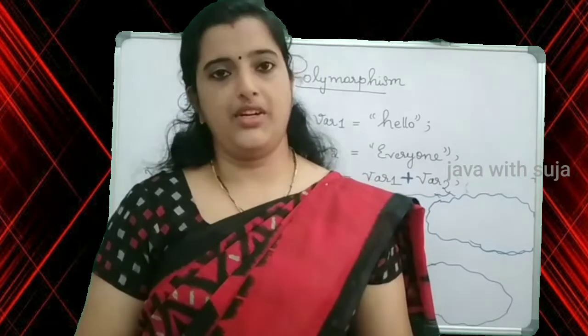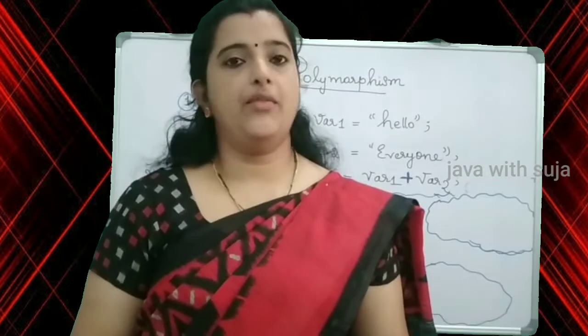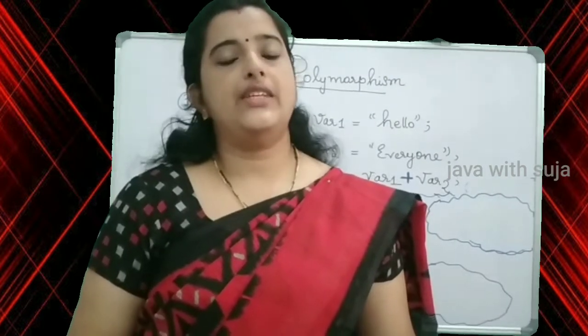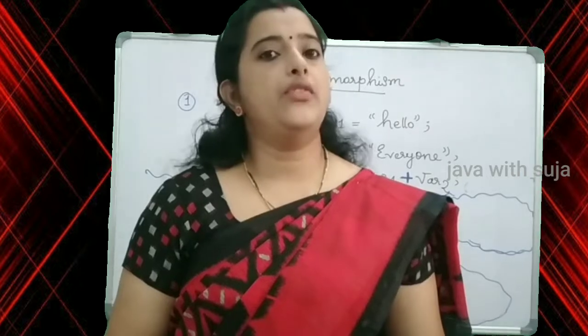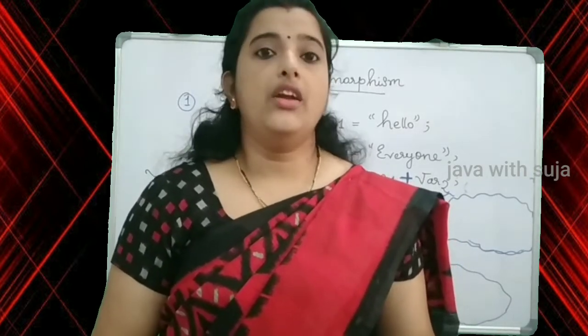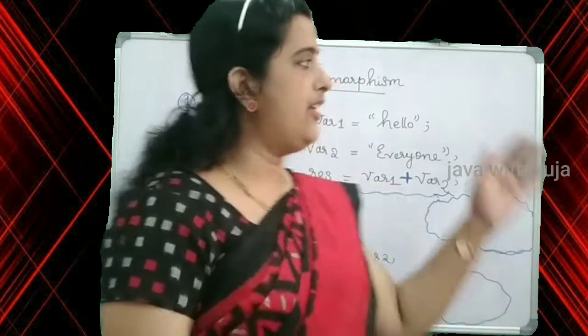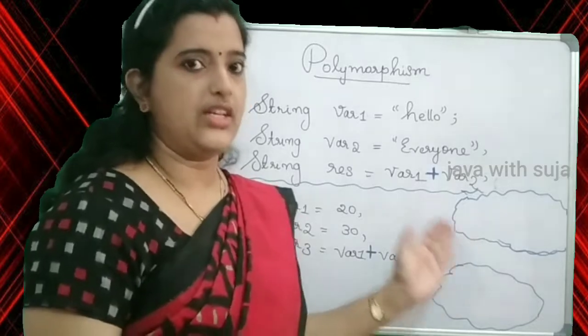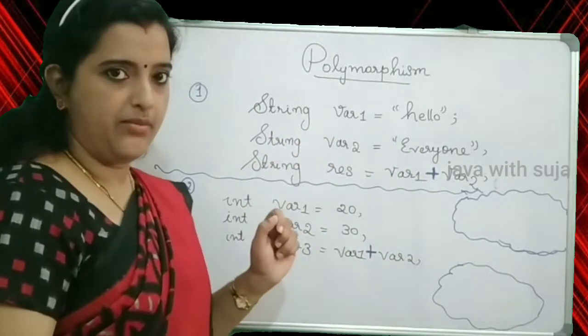Polymorphism is one of the main characteristics of object-oriented programming languages. As Java supports object-oriented programming, Java also tries to implement the polymorphism concept in its programs. So what is polymorphism? Polymorphism means the ability to take more than one form or to behave differently based on different input. Here we have two examples.